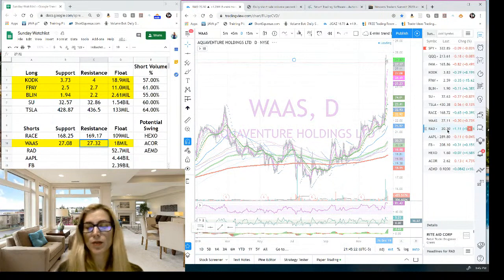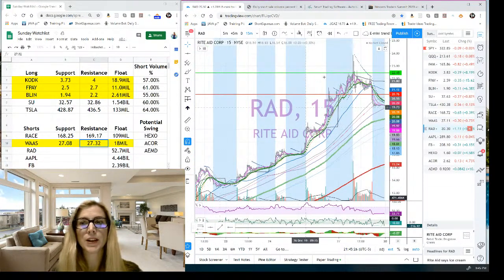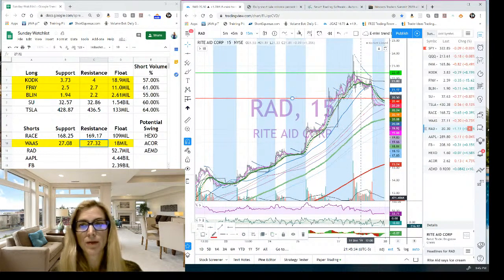Next potential short, Rite Aid. Rite Aid had a massive move up, from $14 all the way up to $24. And now you can see this one was on my list on Friday.